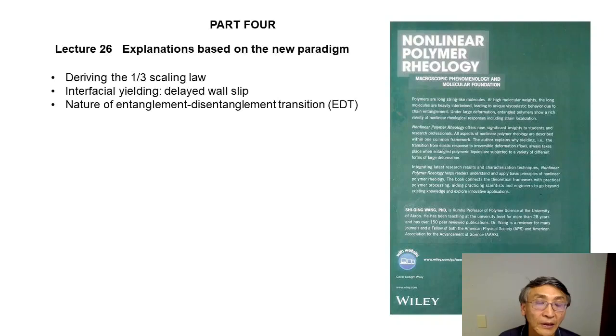Okay, today in lecture 26, I'll finish chapter 16 on the theory by deriving for you the one-third scaling law that we observed in experiment. I'll say something about why we think there could be a delayed wall slip. At the end, I will indicate how to understand the EDT, the entanglement-disentanglement transition.